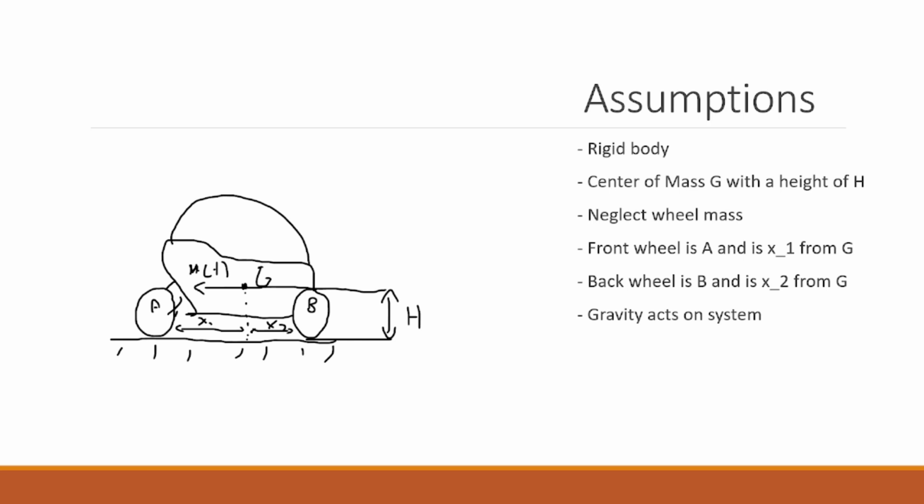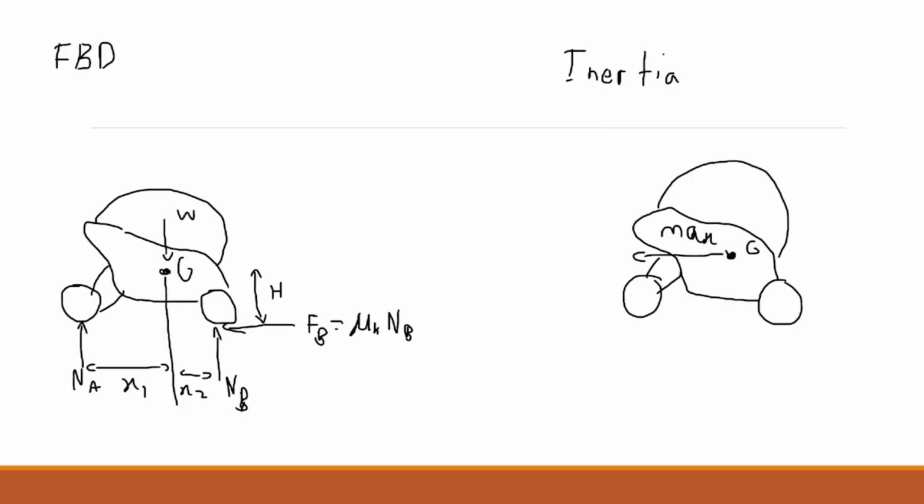We can assume that the motorcycle is a rigid body and it has a center of mass G at height h. And like the problem said, we can neglect the mass of the wheels. We can label the wheels A and B, A for the front wheel and B for the back wheel. For the front wheel, we can assume the distance to G is x1, and for the back wheel B, we can assume the distance to G is x2. We also assume that gravity acts on the system.